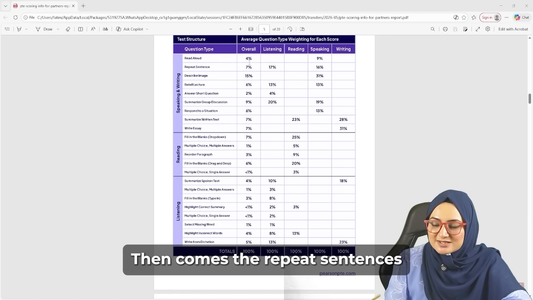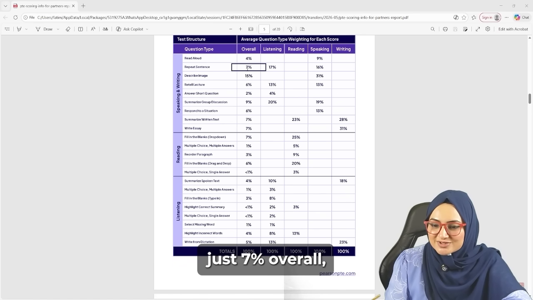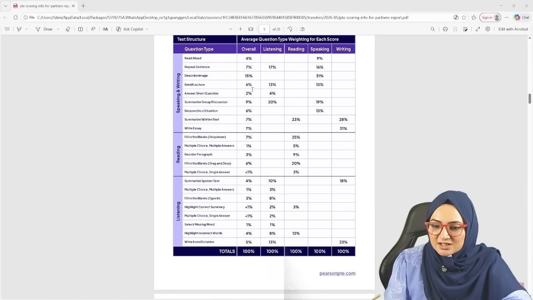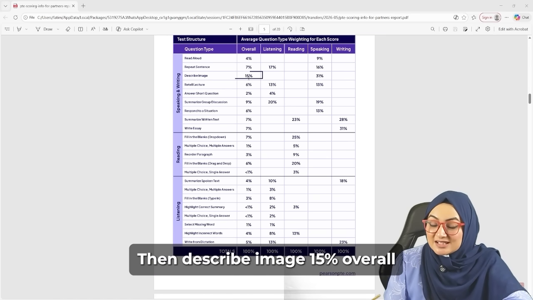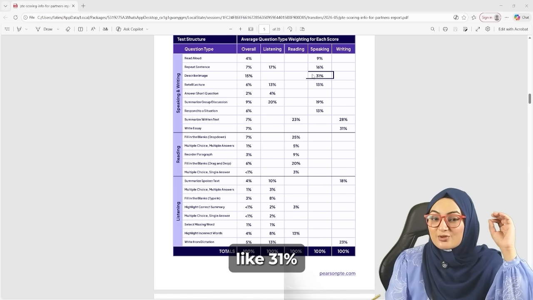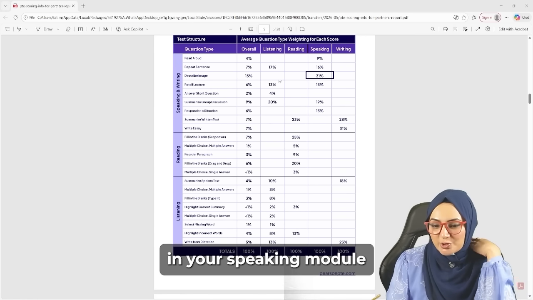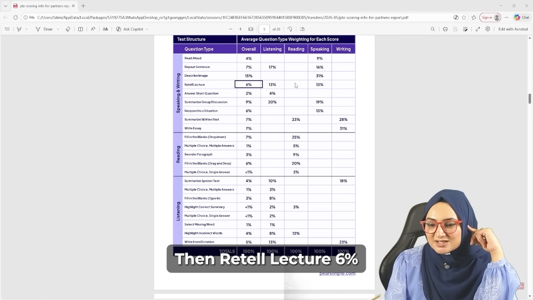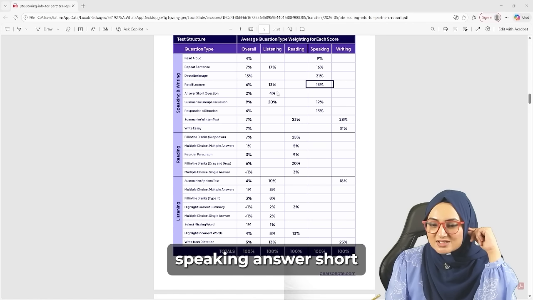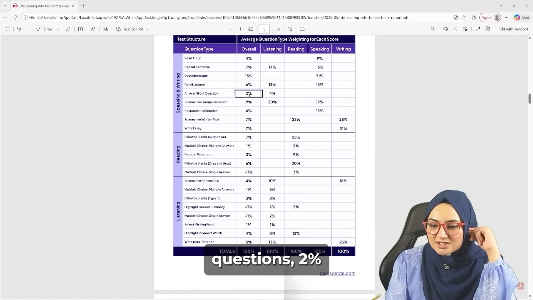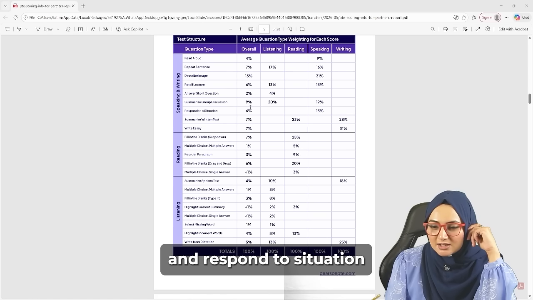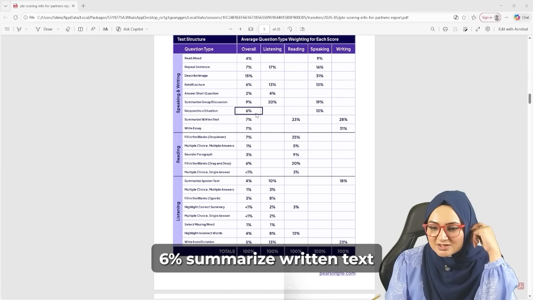Then comes repeat sentences, just 7% overall, 17% in listening, 16% in speaking. Then describe image, 15% overall. Can you see how important describe image is? And it contributes like 31% in your speaking module. Then retell lecture, 6%, which is like 13% in listening, 13% in speaking. Answer short questions, 2%. Summarize group discussion, 9%, and respond to a situation, 6%.